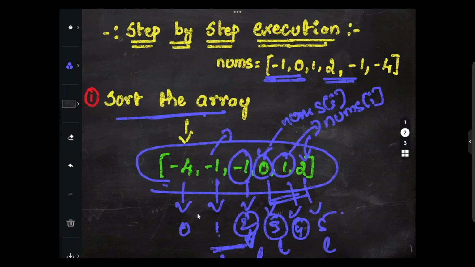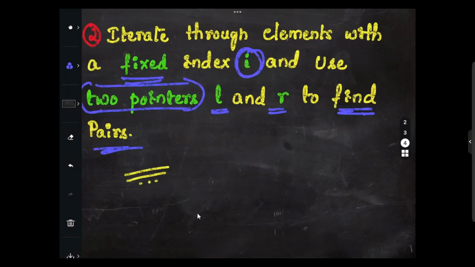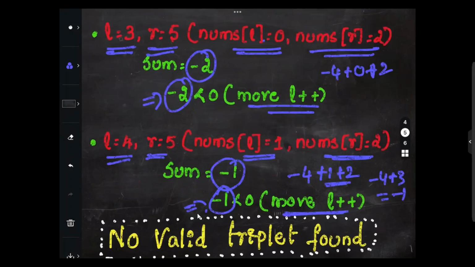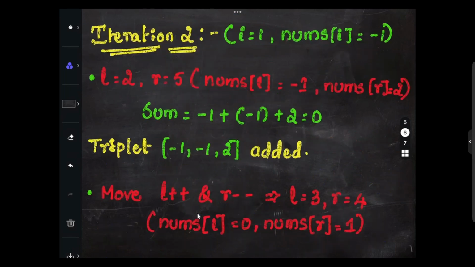Now L is equal to R. When L is equal to R, we will stop, right? Why will we stop? Because no triplet has been found here. L is equal to R, so we will stop here. No valid triplet is found.